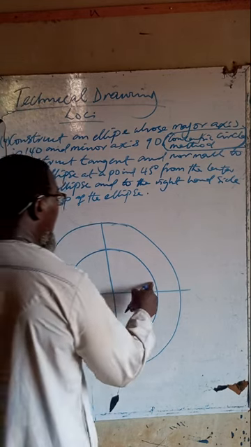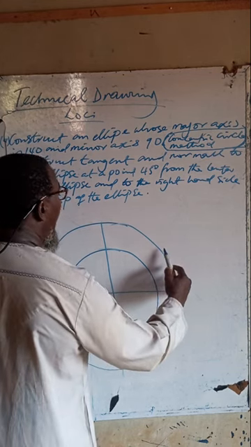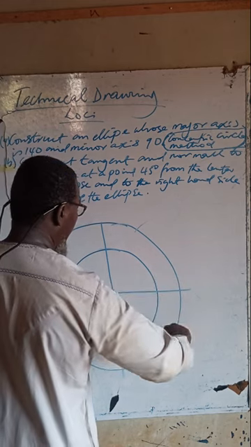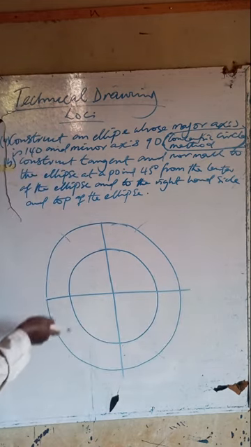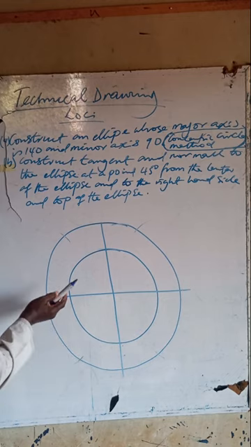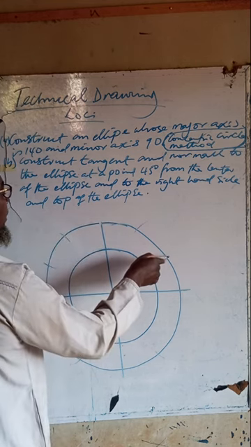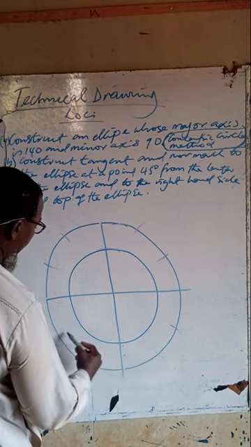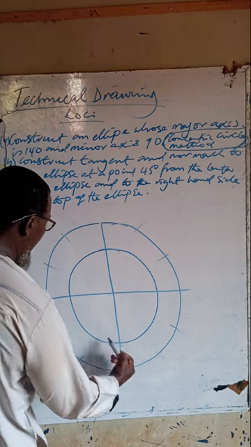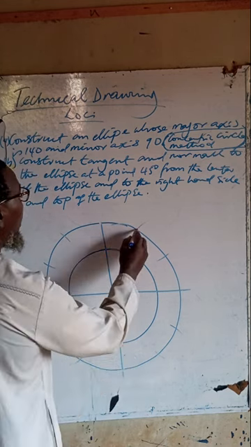I want to use the smaller circle, so I'll use the radius of the smaller circle. I'll stay here, I'll mark arc here and here. I'll come to this point, I'll mark arc here and here. Then I'll come to this point, I'll mark arc here and here. Then I'll come to the bottom, I'll mark arc here and here. I'll stay here to mark the last arcs. So I can now draw.